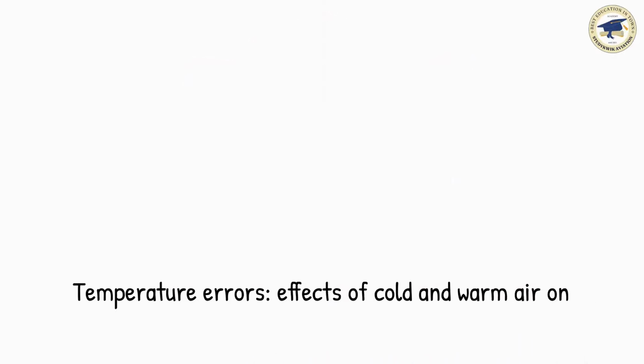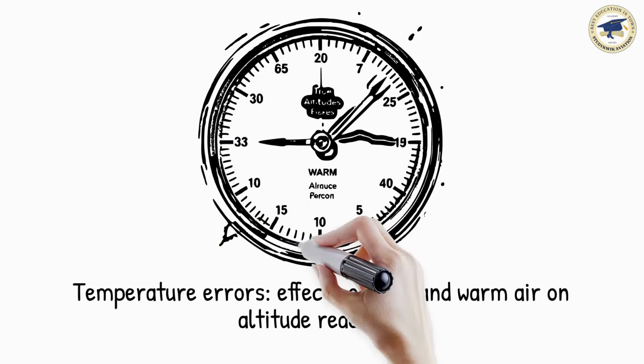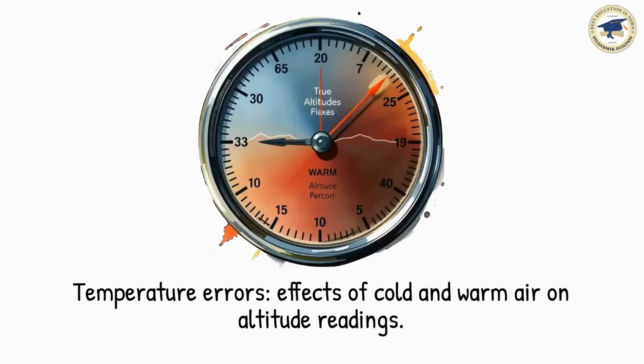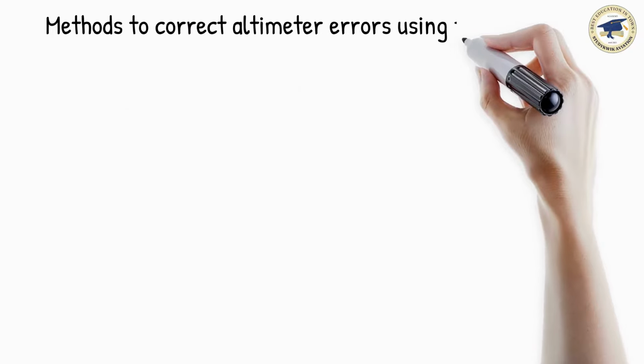Temperature error reminder: cold air, true altitude lower than indicated. Warm air, true altitude higher. Flying from warm to cold, the altimeter overreads. Cold kills. Flying cold to warm, the altimeter underreads. Corrections can be made 3 ways: formula, navigation computer, and tables for decision height.